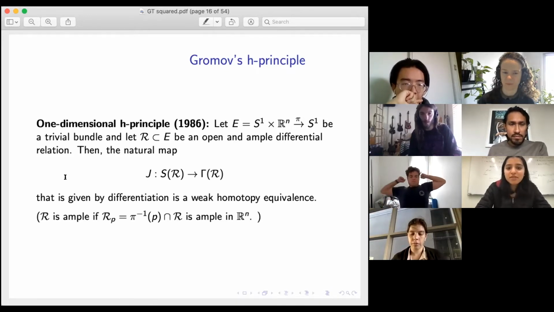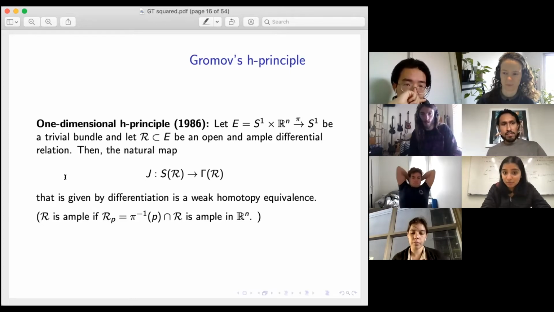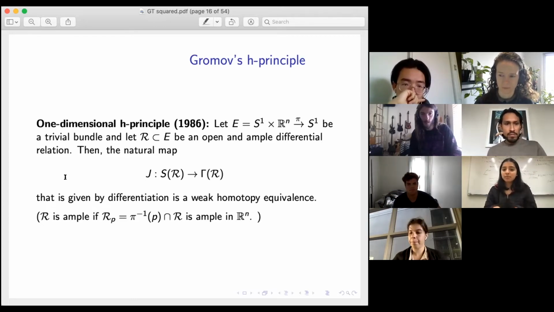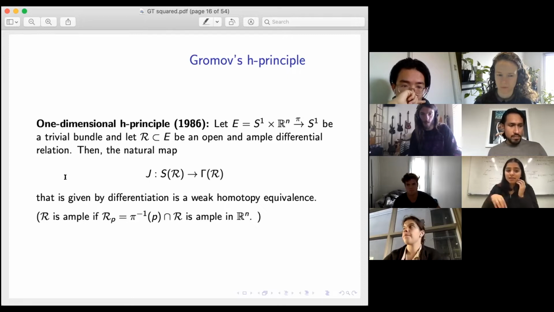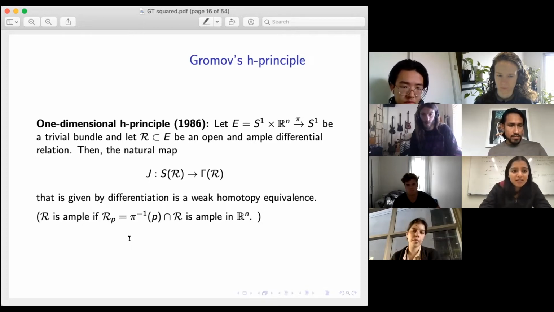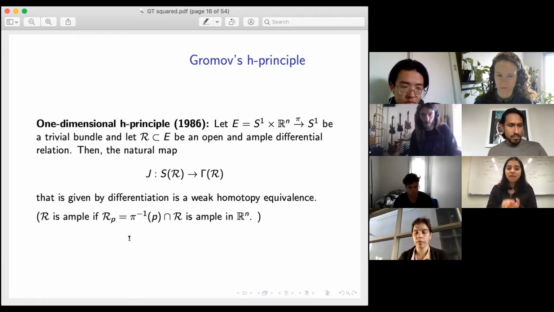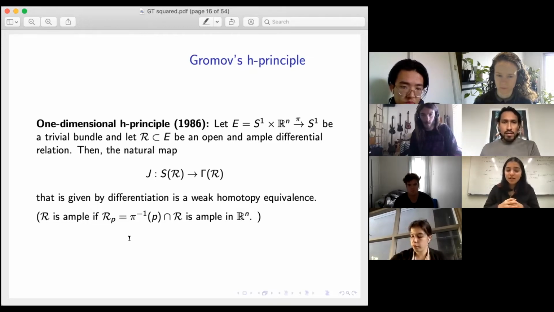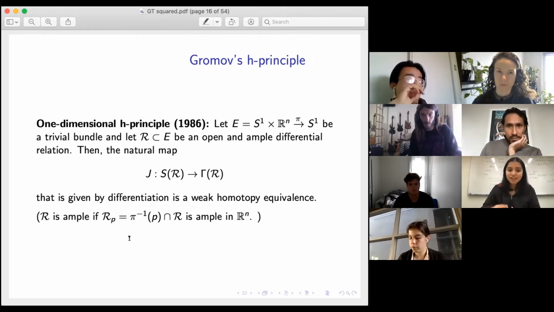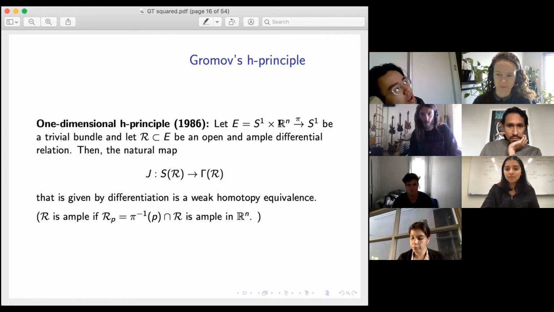Now, what does it mean for a differential relation to be ample? We say that it's ample if R_p, for every single p in the circle, if that's ample. And we say R_p is ample if for every point a in R_p, the interior of the convex hull of the connected component which contains that point is all of R^n, the affine space R^n. I hope that's okay.